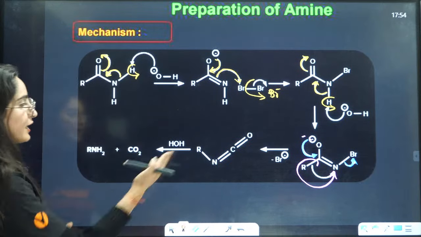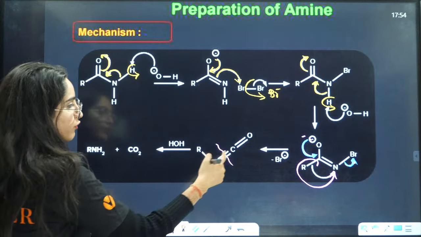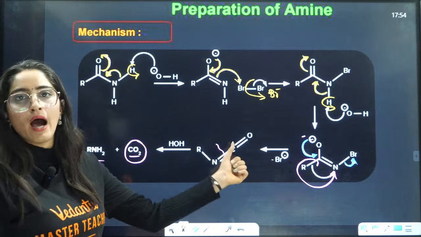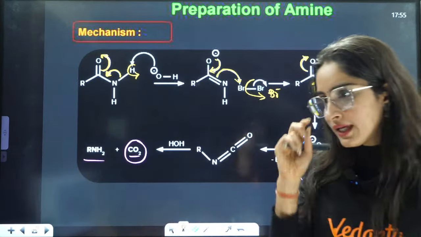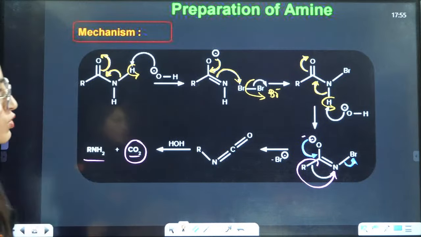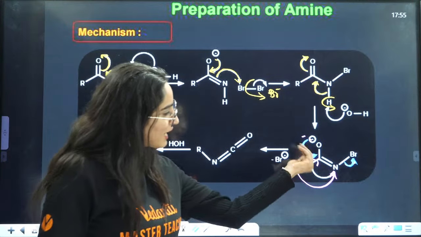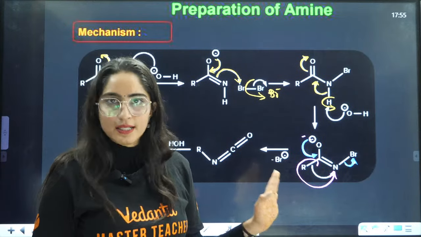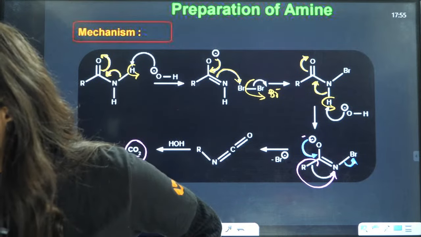After that, you add water into it. Then this bond will break, and hence CO2 will be released, and you will have the addition of 2 hydrogens here, and RNH2 will be formed. Which is the most important step here? This is the most important step, that the alkyl group is internally transferred to the nitrogen here.